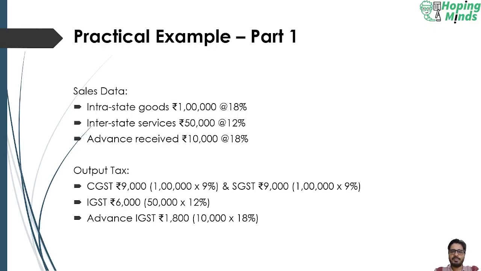To keep this example simple, we have taken advance received rupees 10,000 at the rate of 18%, and we have calculated the IGST amount rupees 1,800, that is 10,000 into 18%. But in a real life scenario, if advance is received, say rupees 1 lakh, and no GST has been received against such advance, then the advance amount shall be considered inclusive of GST, that is, the receipt of rupees 1 lakh shall be considered inclusive of GST. So we have to do the backward calculation and ascertain the taxable value and GST on such advances.